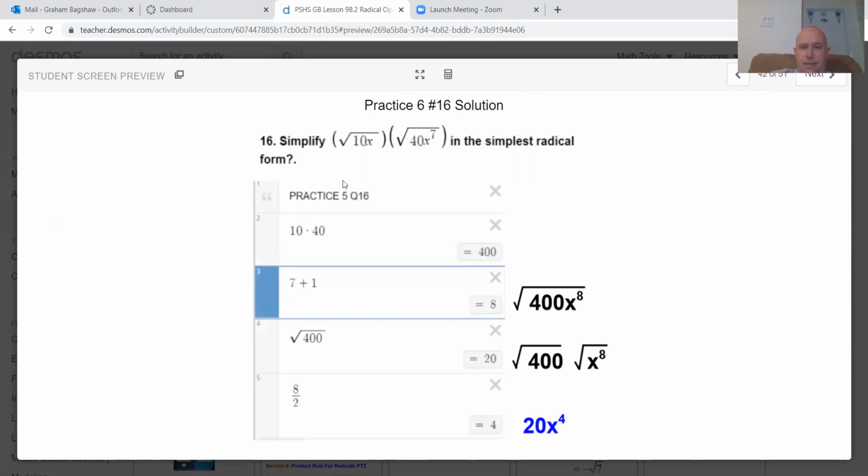So we can check some of those answers. 10 times 40, I did on Desmos. Add the exponents, 1 plus 7 gives you 8. And then you can go ahead and simplify from here. Square root of 400 just works nicely. And a half of 8, because we're doing a half of the exponent, is 4.